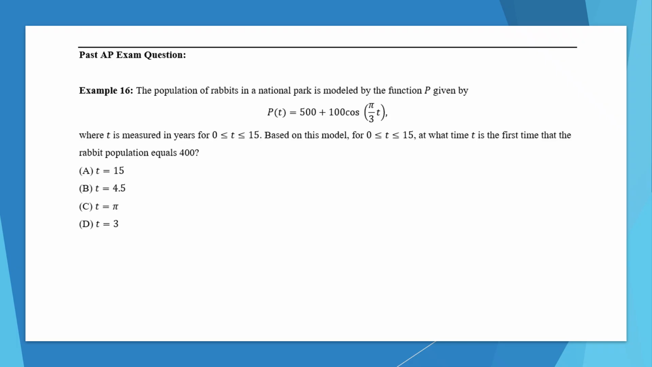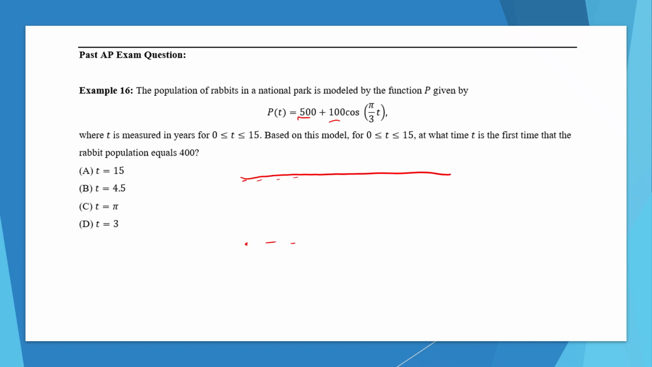This is a no calculator question, so this is one that you should be able to solve without a calculator. And so taking a look here, the population of rabbits is modeled by this function from 0 to 15. Based on this model, what is the first time the population equals 400? So what I would try to do is I would sketch a rough graph, right? We know our midline is going to be at 500 and our amplitude is 100. So let me sketch that out now.